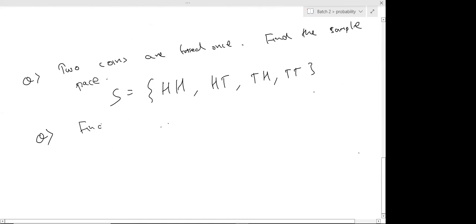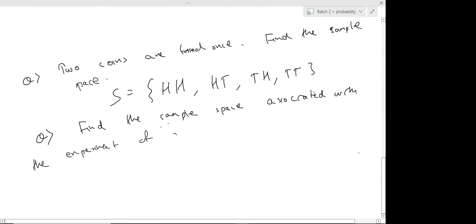Find the sample space associated with the experiment of rolling a pair of dice. All right, 2 minutes for this also.